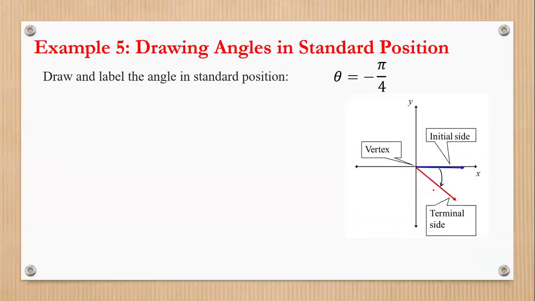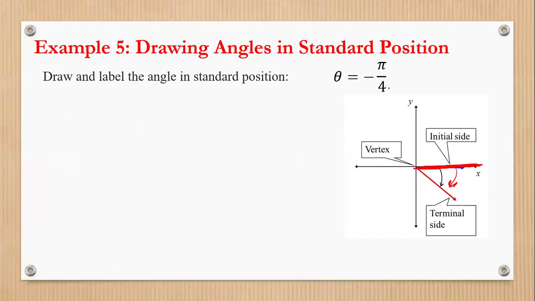For example, it says draw and label this angle in standard position. So the angle is negative pi over 4 in radians. First of all, when you see an angle is negative, it reminds you that you need to go clockwise instead of counterclockwise. And you know, for all angles, the initial side is the positive side of the x-axis. So from this line, you need to go clockwise, which is this side.